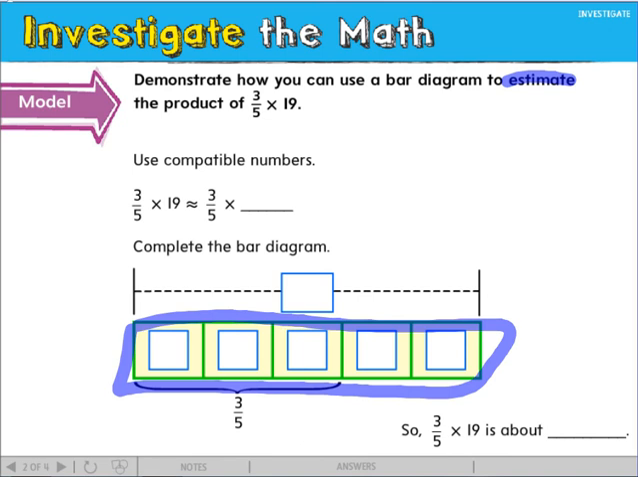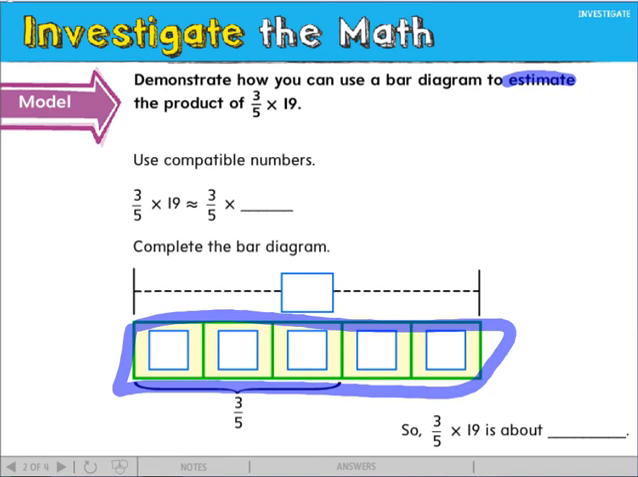Now, somebody remind me, what does estimate mean? Halfway there. Estimate. What does estimate mean? Round and solve. Okay? The solving part's important. If you don't solve it, you're not estimating, you're rounding. So when we say let's estimate the product, you need to make sure that we're solving it as well.